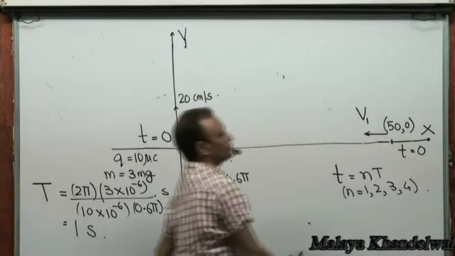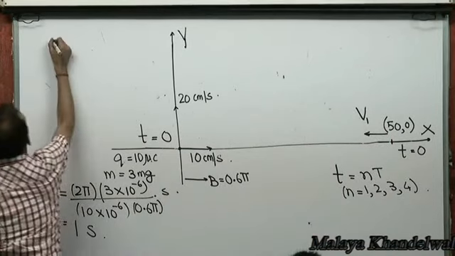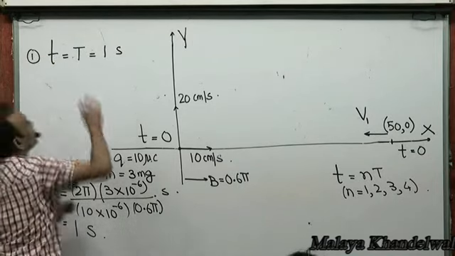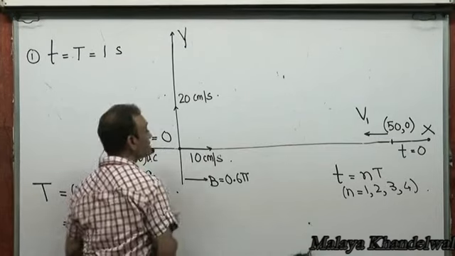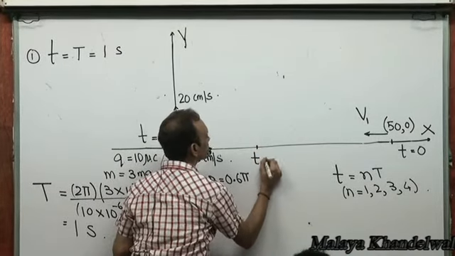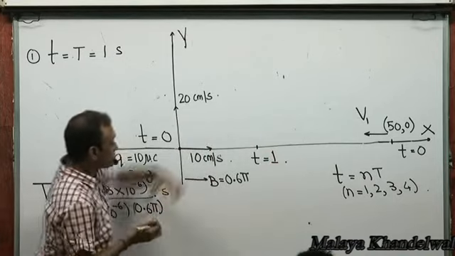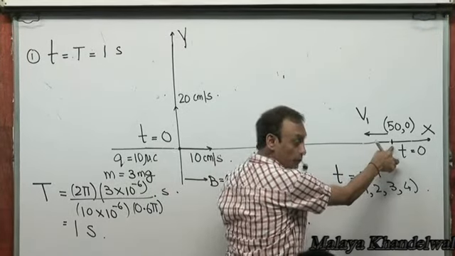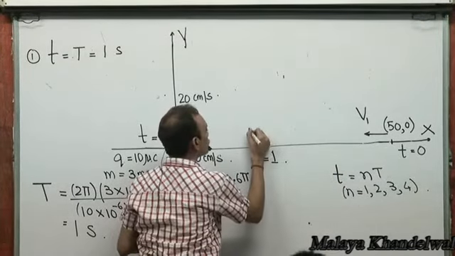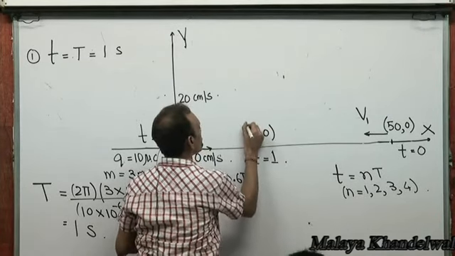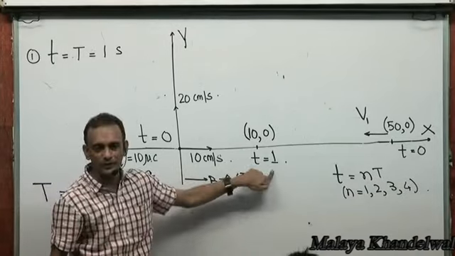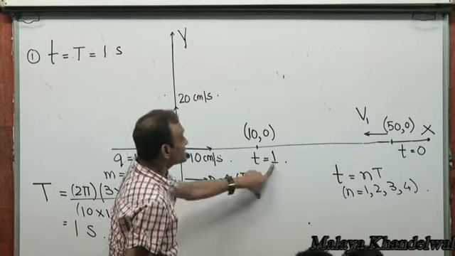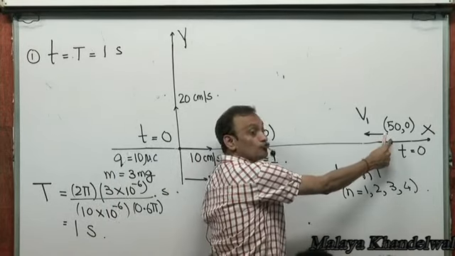Now, suppose the collision occurs at t equal to capital T, that is 1 second. Suppose this is one possibility. At t equal to capital T, that is 1 second. Now, 1 second later, this particle would have moved 10 centimeters and this particle would have moved 40 centimeters. Yes or no? Right? So, the site of collision would be 10, 0. At t equal to 1 second, the site of collision would be 10, 0. Right? Now, that means in 1 second, this must have traveled 40 centimeters.